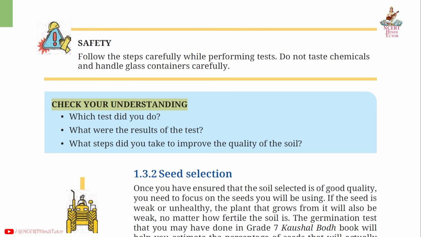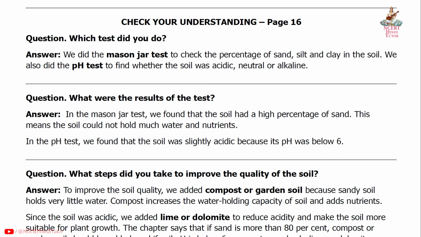Check your understanding, page 16. Which test did you do? Answer. We did the mason jar test to check the percentage of sand, silt, and clay in the soil. We also did the pH test to find whether the soil was acidic, neutral, or alkaline. What were the results of the test?